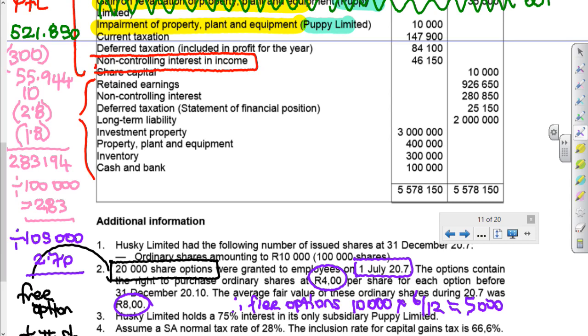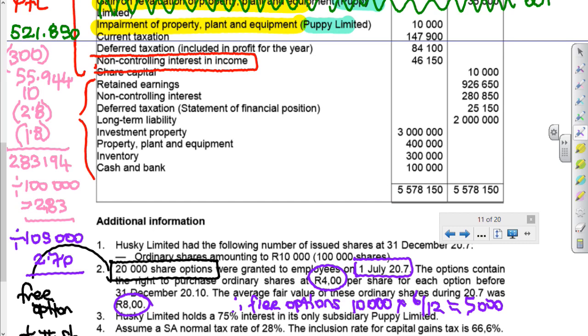And then I take out NCI, which is 25% of that net number. I land up with basic headline earnings per share. Earnings. Basic headline earnings, not per share yet: 283,194. Number of shares is 100,000, so basic HEPS, 283. Diluted, there were some stock options.